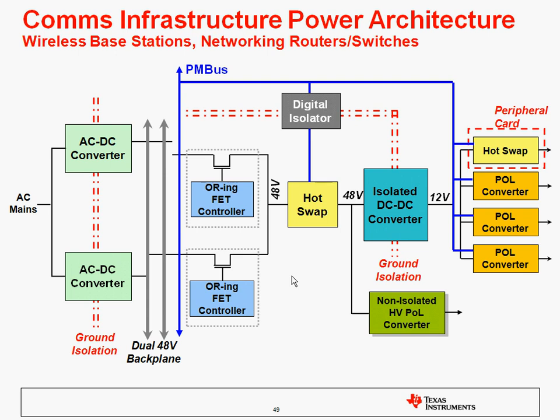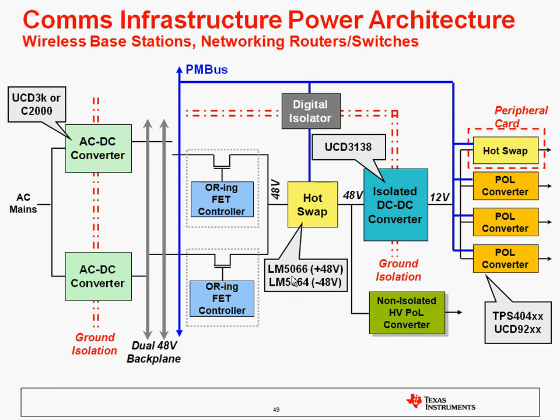And then in infrastructure power applications where there's maybe some higher voltages in mind, there are definitely some of those same devices that can be used throughout the system. The UCD3K or the C2000 can be used in the AC to DC offline converter. The LM5066 and 5064 can be used for the high voltage hot swap. The UCD3138 is very popular for doing a PMBus controlled isolated digital DC to DC. And then some of our digital point-of-load devices can be used for each of the different load devices.